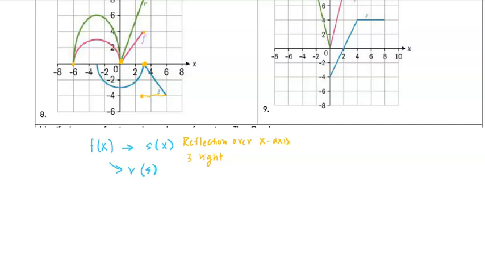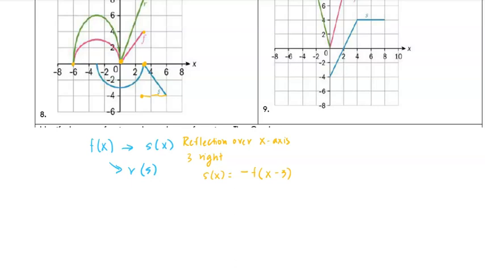Okay, so that could tell us that f of x becomes s of x. So s of x equals f of x minus 3. Okay, that's 3 to the right. And then a reflection over the x-axis is going to be multiplying that by a negative.